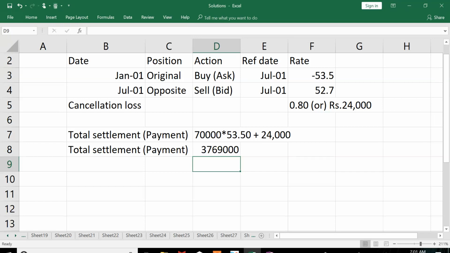I have to pay 37,69,000. The format will guide you to the cancellation gain or loss. You will have to be a little clear on what is to be done. If the clarity is there, it will guide you to the solution. It is a little tricky, but if you are clear on the format, you will get to the solution. Any doubts on this? Clear? Can we proceed?